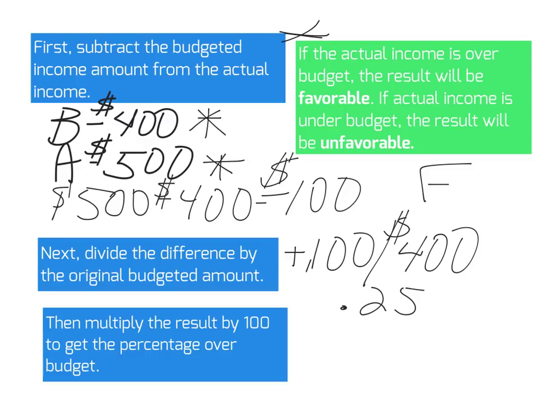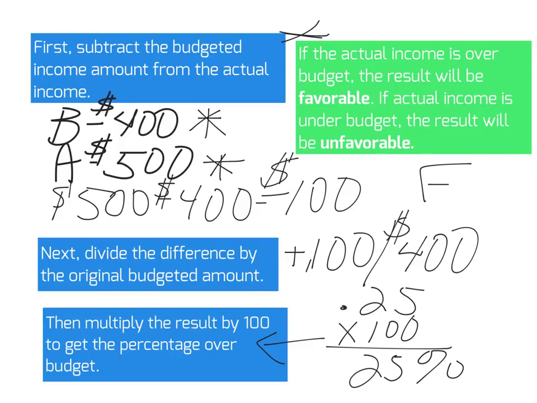The last step you'll see is to multiply the result by 100 to get the percentage over budget. So we're going to multiply by 100, and that gives us 25%. So our budget variance in this example is 25% favorable variance for our income.